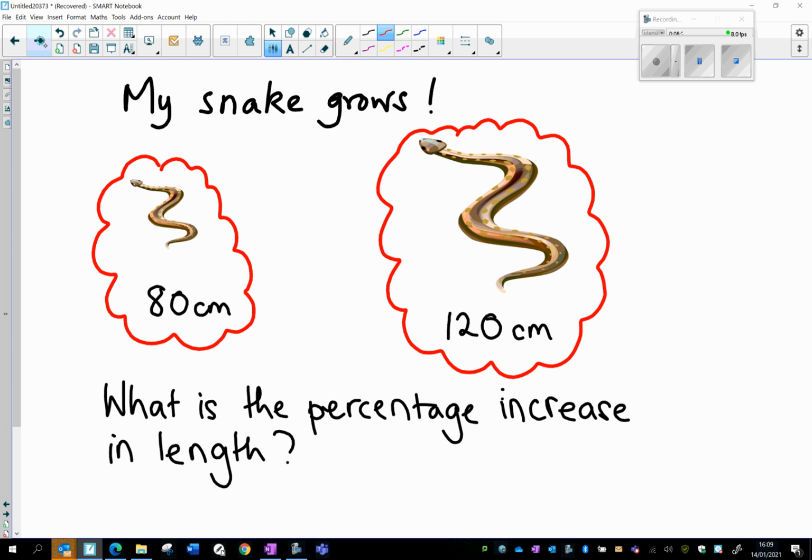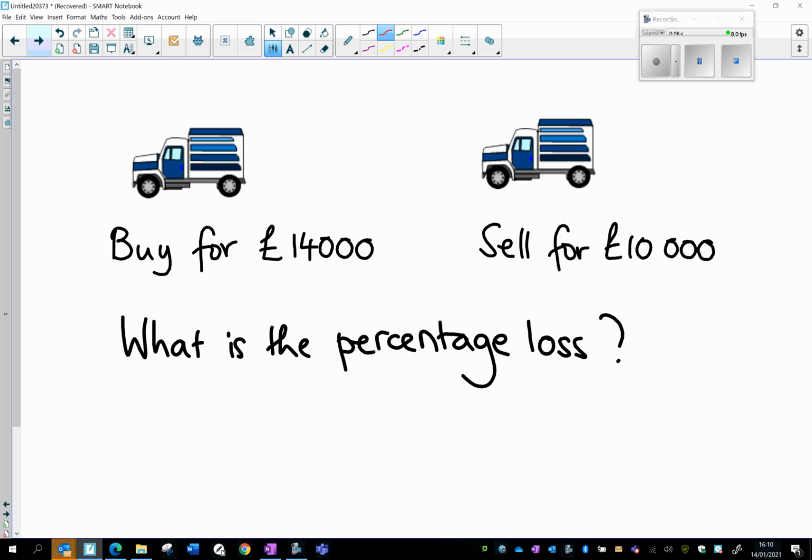Okay, a bit snake obsessed here. Percentage increase: the snake was 80 centimetres long, it's now 120 centimetres long. What's the percentage increase? Well, it's changed by 40 centimetres. In the first place it was 80 centimetres, so that's the original length of the snake. If you change that to a decimal, that's just 0.5. Multiplying it by 100 is 50%. So basically the size of that snake has increased by 50%. So sometimes the numbers are very easy.